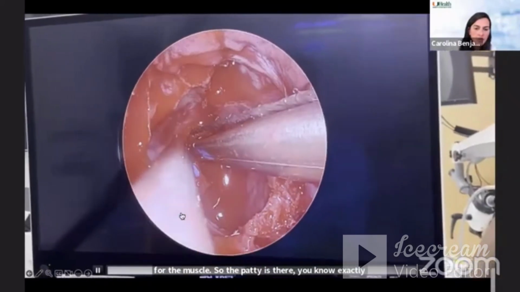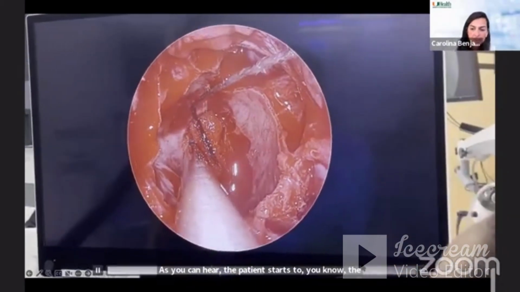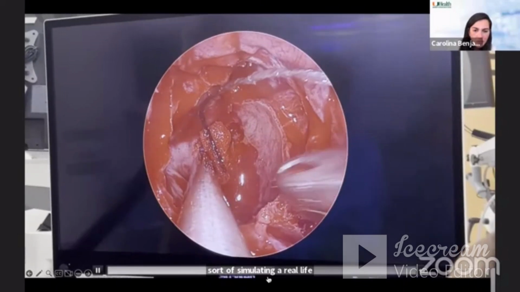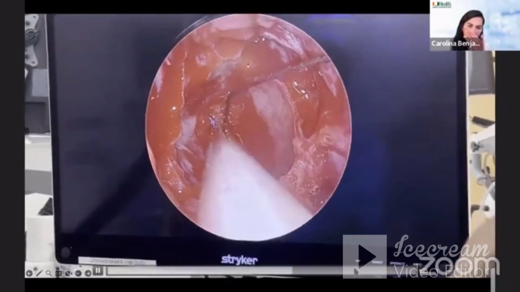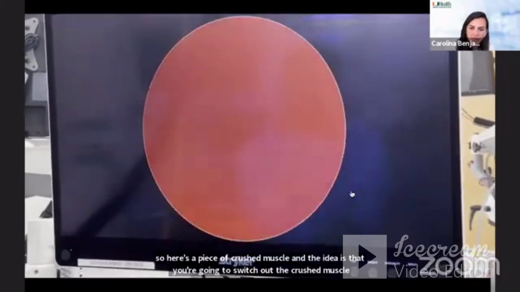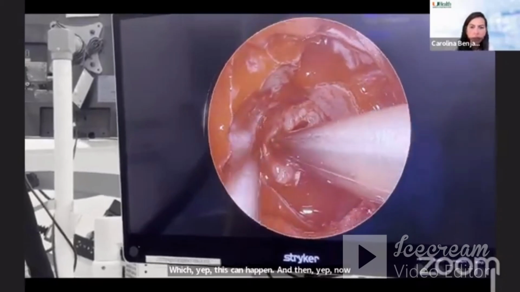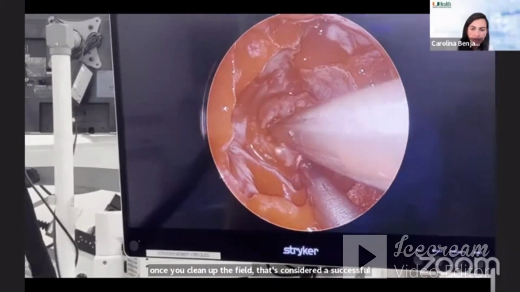The patty is there, you know exactly where your injury is, and you're able to get the bleeding under control. As you can hear, the heart rate starts to go up and the pressure starts to go down as time passes, simulating real life. Here's a piece of crushed muscle, and the idea is that you switch out the patty for the crushed muscle. Now the crushed muscle is directly over the injury, and once you clean up the field, that's considered a successful repair of the carotid injury.